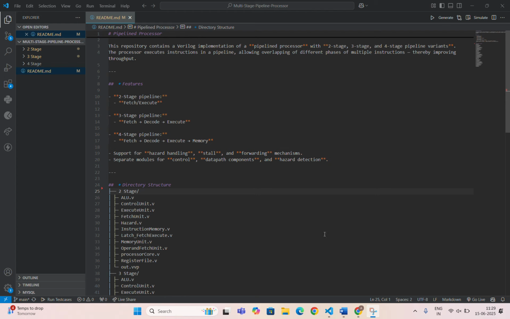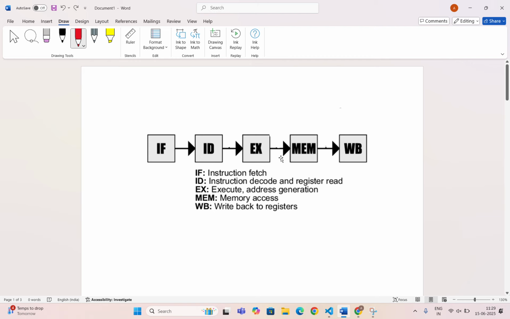To understand this project, first I would like to explain what a processor is and what pipelining is. A processor is basically a CPU, and in that CPU we have 5 stages: instruction fetch, instruction decode, execute, memory access, and write back. These are the 5 stages which every instruction has to go through in order to be completely executed.